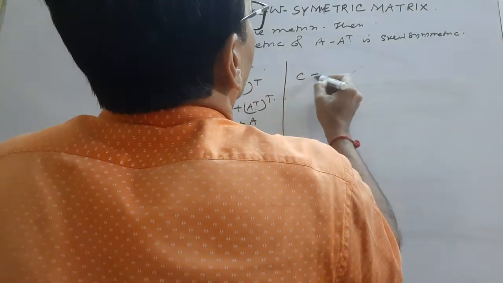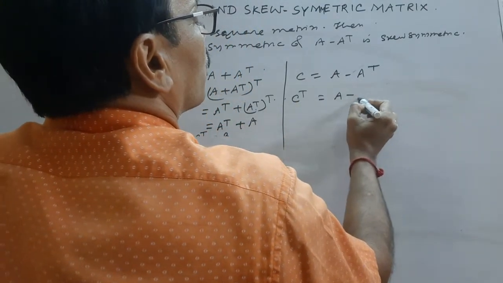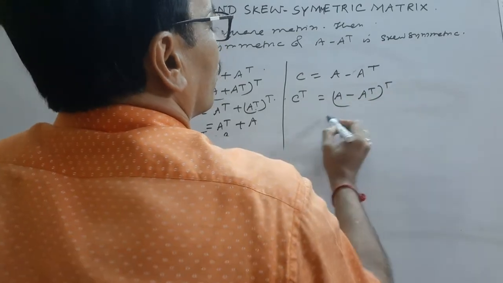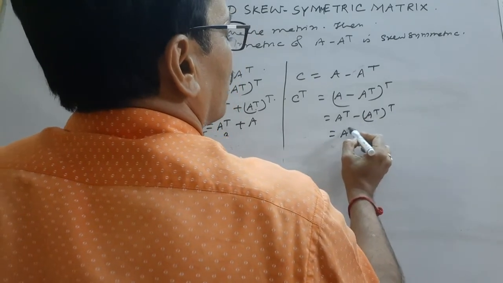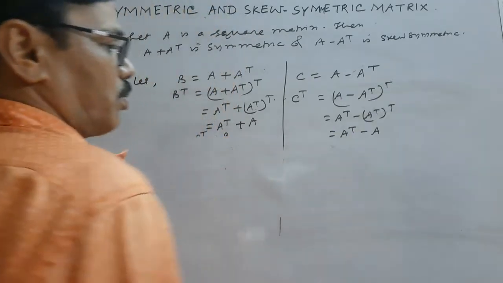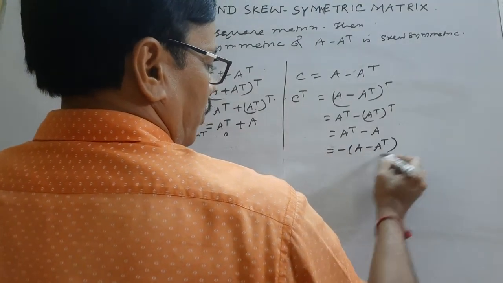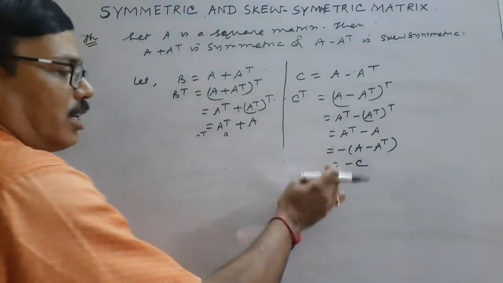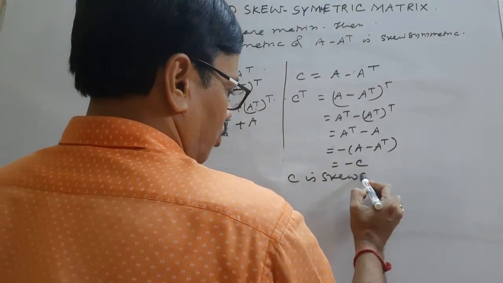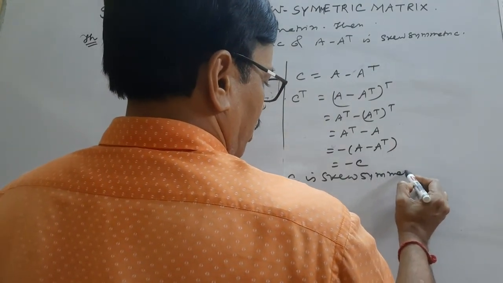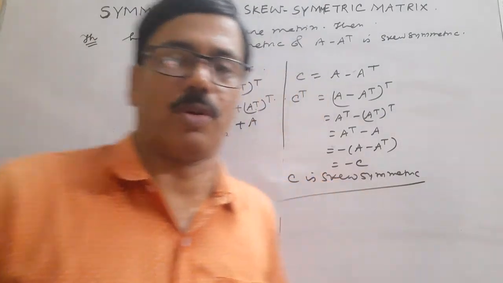Now C equals A minus A transpose. Exactly the same. C transpose is A transpose minus A transpose transpose, so A transpose minus A. The transpose of the transpose is the original. Taking minus common, this is minus C. So C transpose equals minus C. So C is skew symmetric. A very simple theorem, but a most important theorem.